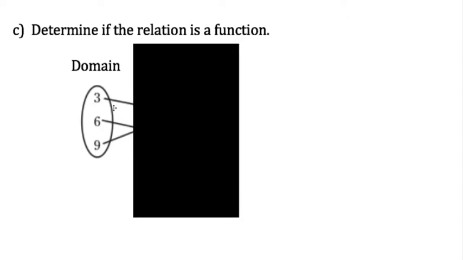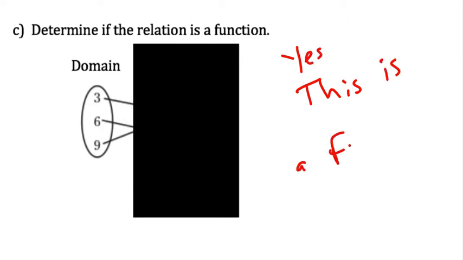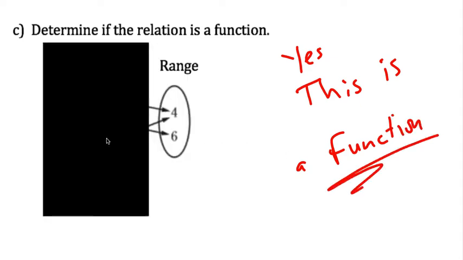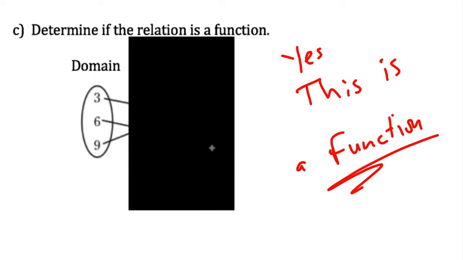Next one, cover up the range. Do any of the numbers in the domain have more than one arrow coming off of it? No, they don't. So since they don't, that means this is a function. Now, some people will look at the range and say, well, what about this 4? It has 2 arrows pointing at it. That doesn't matter, so that doesn't matter for determining whether it's a function or not.